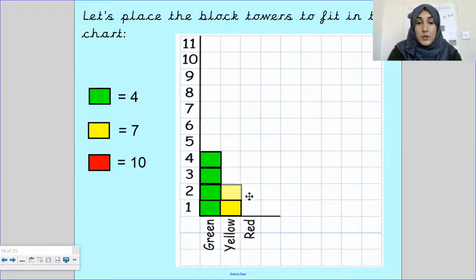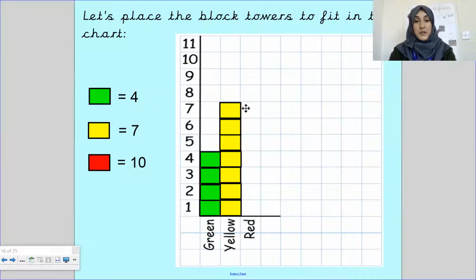So I've got 2. Now I'm going to place it nice and neat on top of each other. That's 2, that's 3, that's 4, that's 5, that's 6, and that's 7. Okie dokie. I've placed them nice and neat right on top of each other.